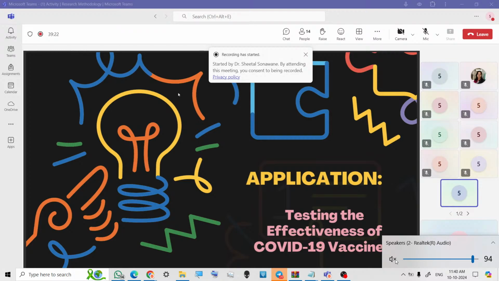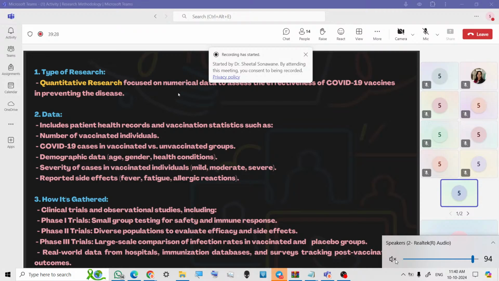Now we will see the first application, that is COVID-19 vaccine effectiveness. A real world example of research design is the study of COVID-19 vaccine effectiveness. The researchers asked how effective is the vaccine. They gathered the data from the clinical trials where they compared vaccinated groups with placebo groups. And then the results showed that the vaccine was about 95% effective, reducing the risk of severe illness. These studies inform global vaccination efforts.